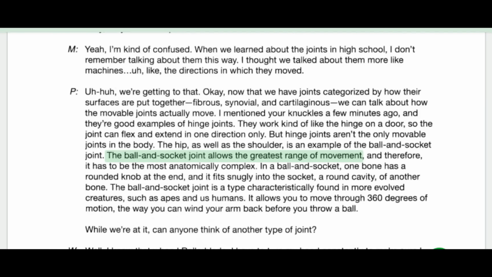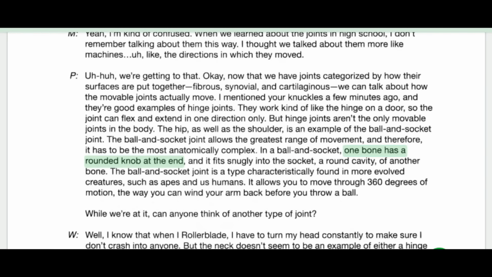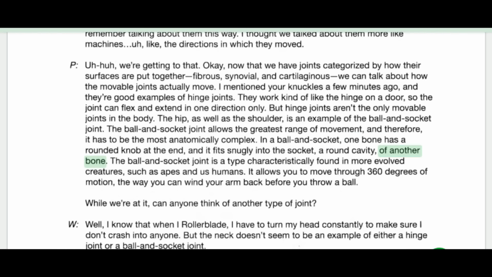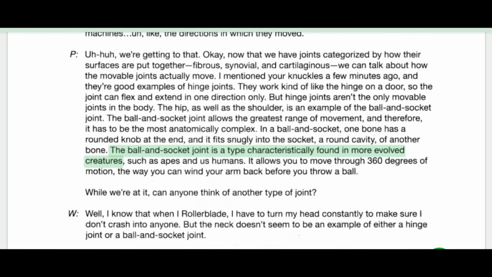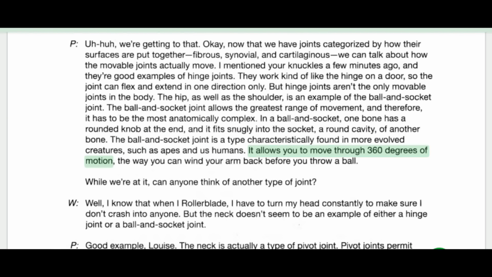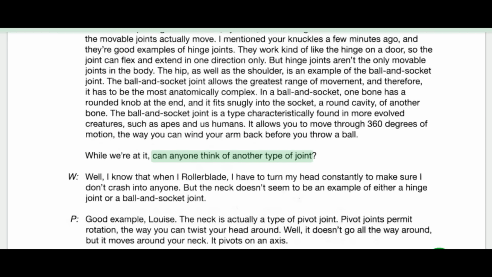The ball and socket joint allows the greatest range of movement, and therefore, it has to be the most anatomically complex. In a ball and socket, one bone has a rounded knob at the end, and it fits snugly into the socket, a round cavity, of another bone. The ball and socket joint is a type characteristically found in more evolved creatures, such as apes and us humans. It allows you to move through 360 degrees of motion, the way you can wind your arm back before you throw a ball. While we're at it, can anyone think of another type of joint?